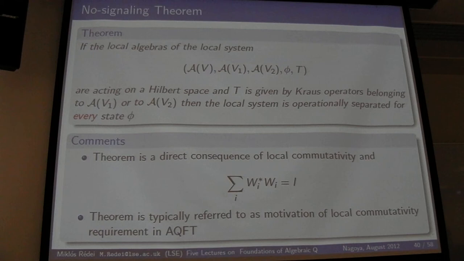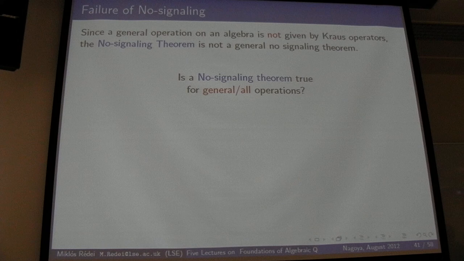But we have seen that general operations are not given by cross operators. So it's not immediately clear whether the no signaling theorem is true for general operations. Is a no signaling theorem true for all operations? It's a very natural question.